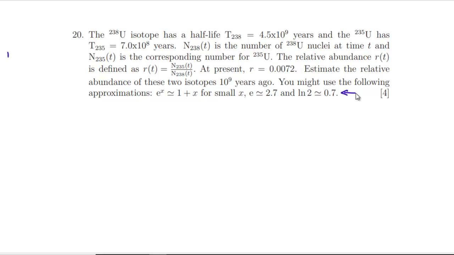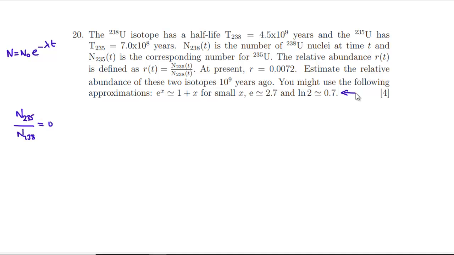So we're going to be using our N equals N0 e to the minus lambda t, which means we're going to need our lambdas, but they are log 2 over the half-life. So if we're going to get these things, let's write them out in a different way. So we've got N235 over N238.